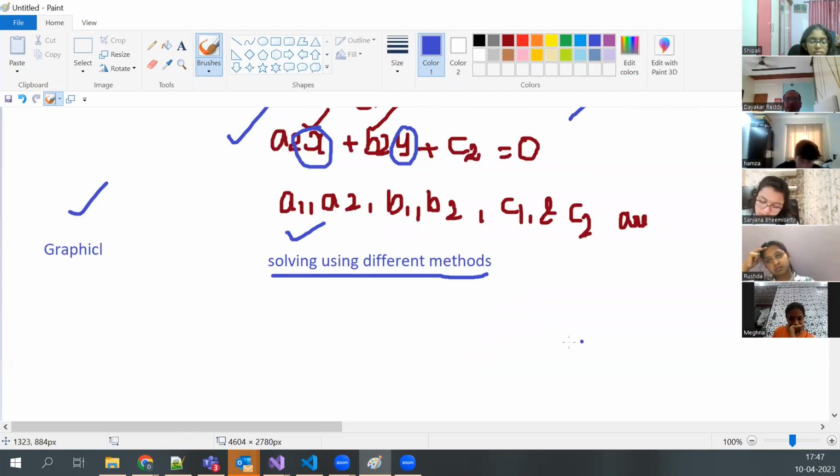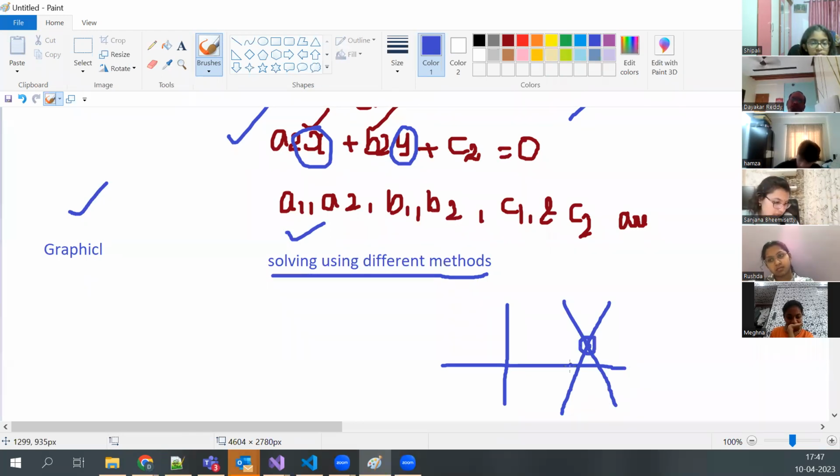You need to draw the graph. Let's say, for example, this is line 1 and this is another line, where it intersects, then we can say this is the solution. When it intersects, you will have the x value and you will have the corresponding y value. So you got the x and y value. This is graphical, okay?